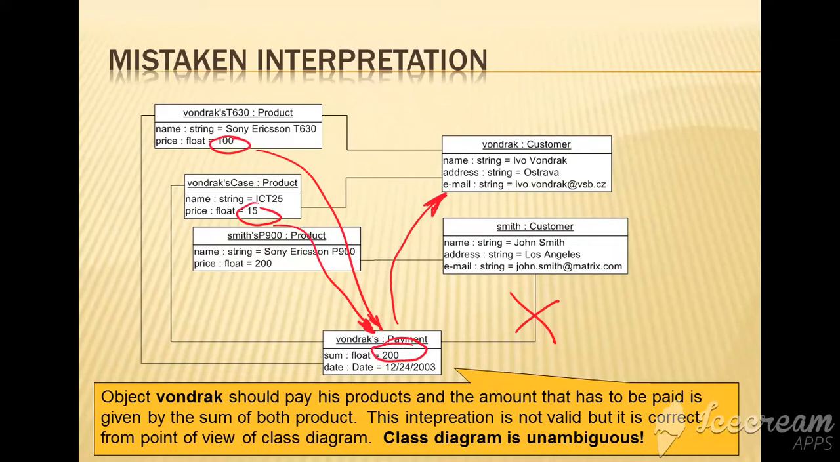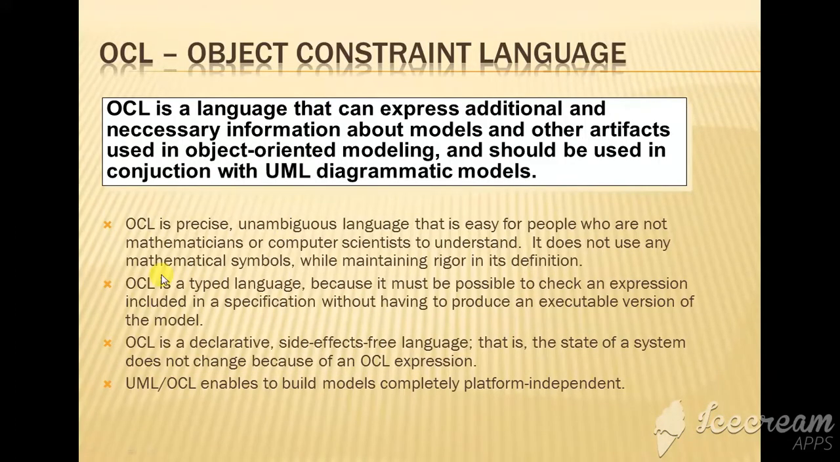So UML is not going to be sufficient for us. That is why OCL, the Object Constraint Language, has been developed. It can express additional and necessary information about the models and other artifacts used in the object-oriented model, and it should be used along with the UML diagrammatic model, so that the interpretation is specified more and more correctly. The OCL is a precise, unambiguous language that is easy for people who are not mathematicians and computer scientists to understand. It does not use any mathematical symbols while maintaining rigor in its definition.